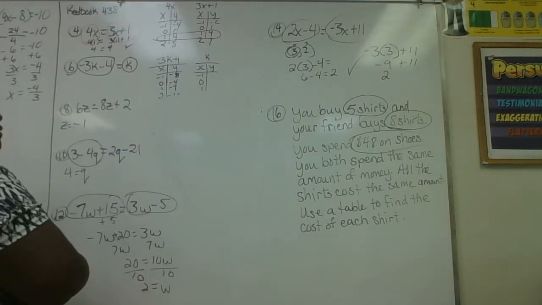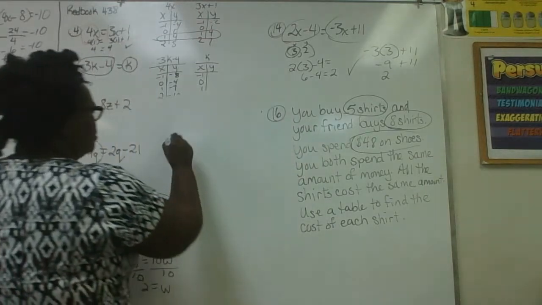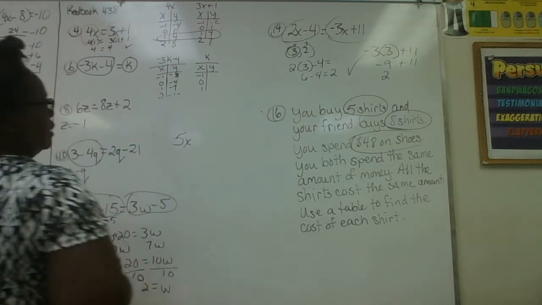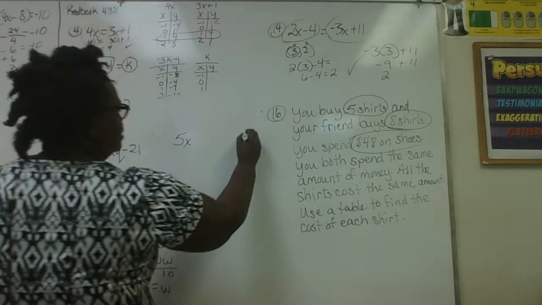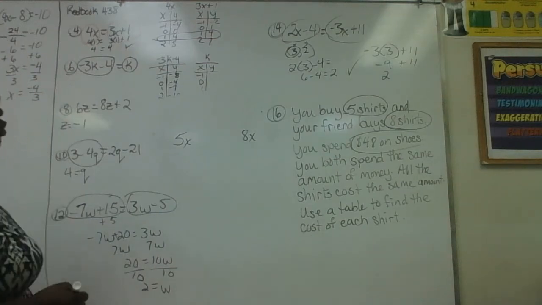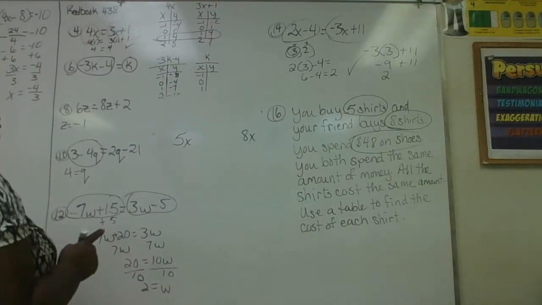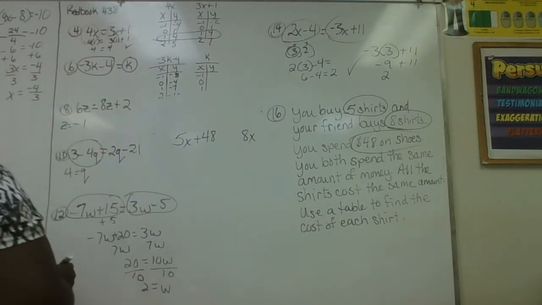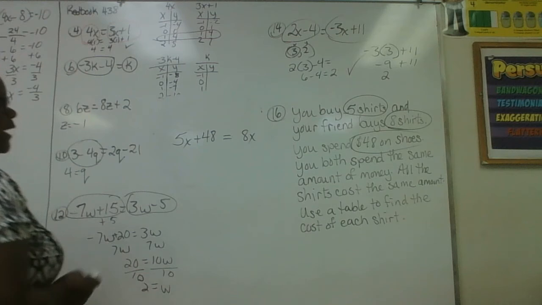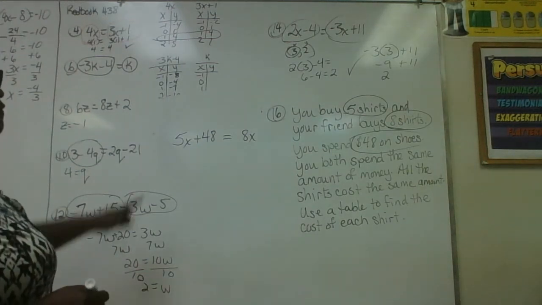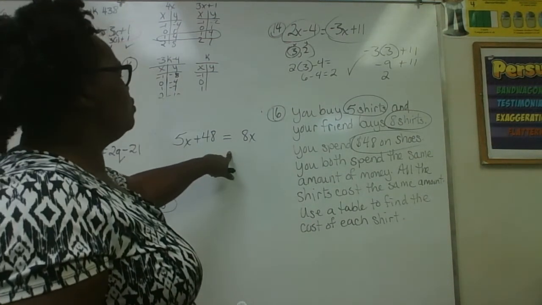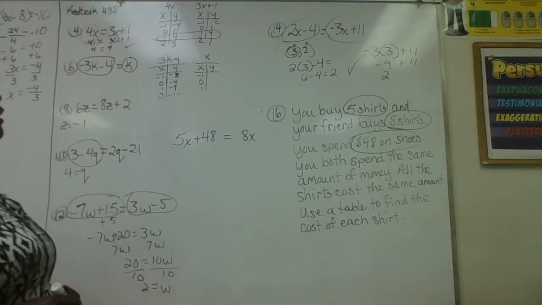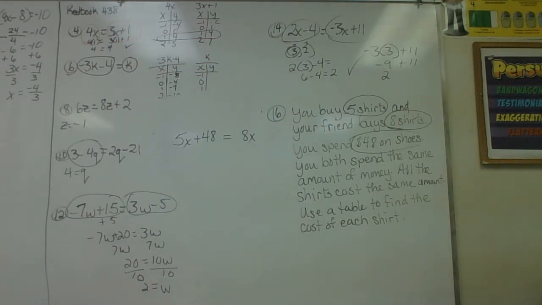They gave us 3 pieces of information. They say you buy 5 shirts, but they didn't tell us the cost of each shirt. Your friend buys 8 shirts, and they didn't tell us the cost of the shirts. And you spend $48. And you both spent the same amount. So your 5 shirts plus your $48 is equal to her 8 shirts. And so they want you to find out the cost of each of the shirts.